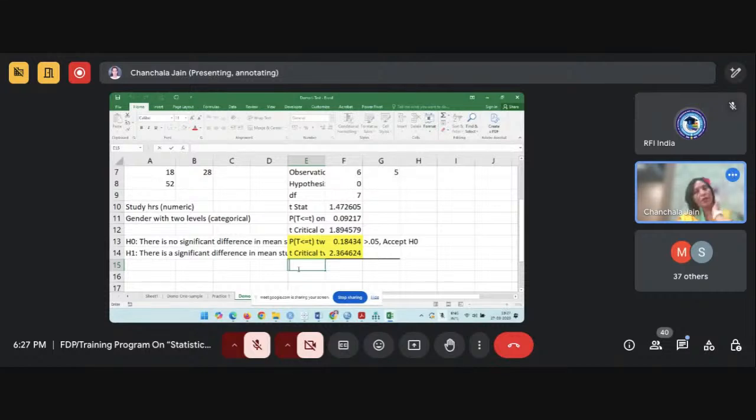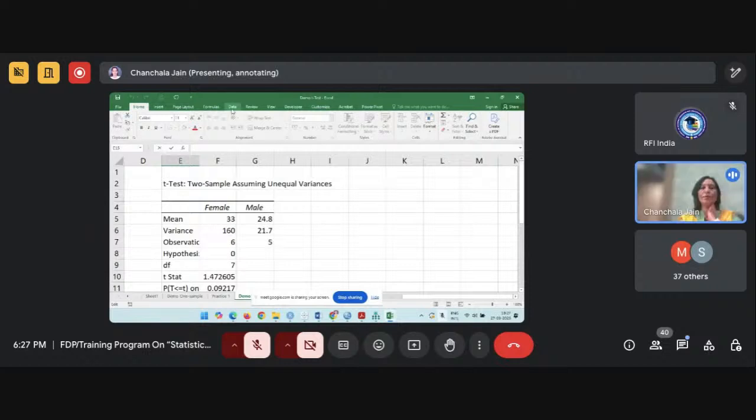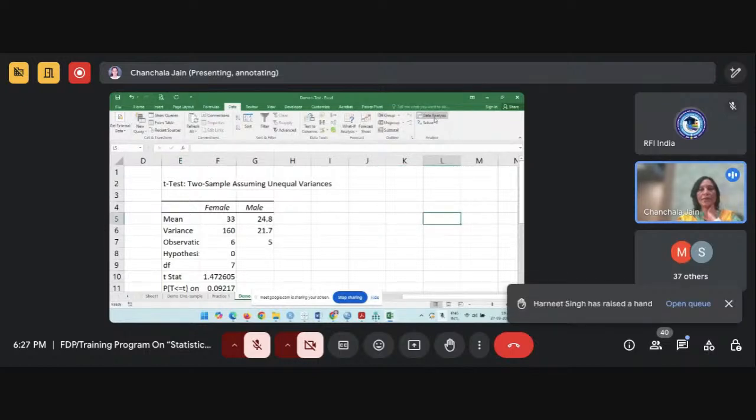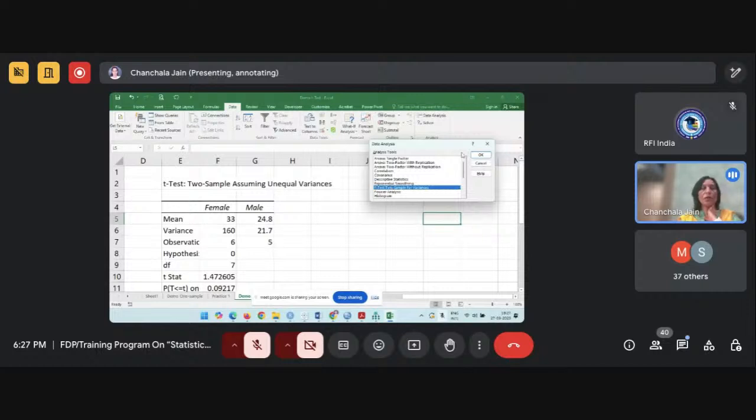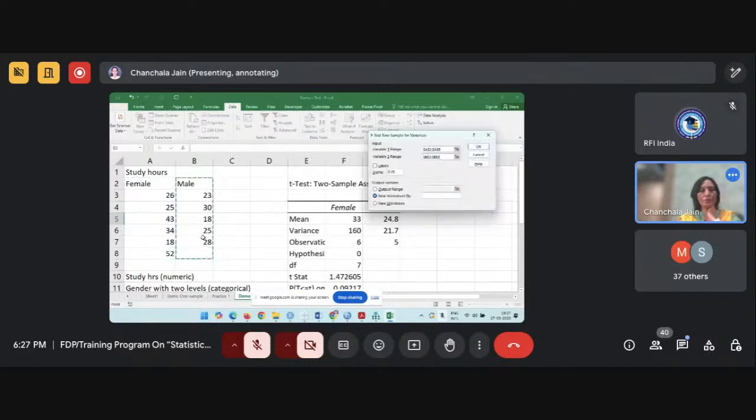Now, I'll tell you the second way also, for those who want me to perform according to the F value. Again, I'm going to the Data tab, Data Analysis, and I'm selecting this, and then I'll go for the F test. I'll click on OK. I need to provide the range of my first sample, and then the second sample range. Then I'm selecting the labels. I'll go with the first option.